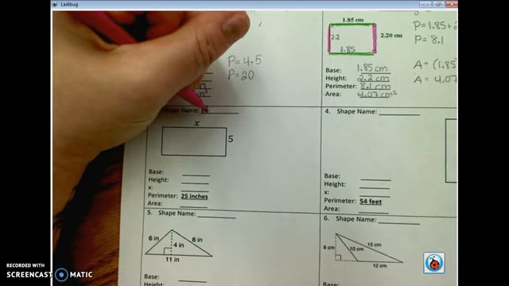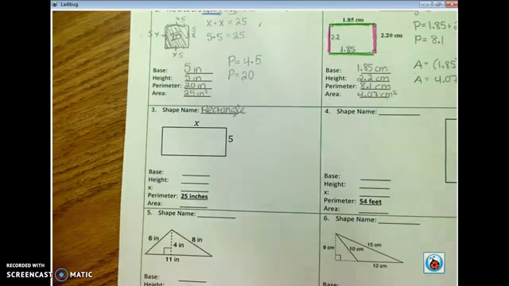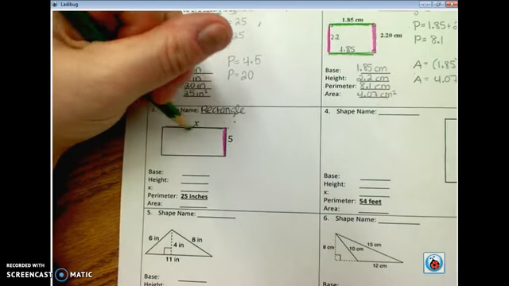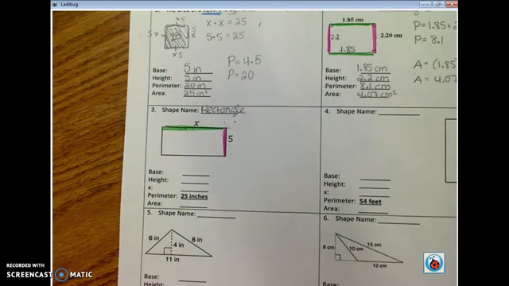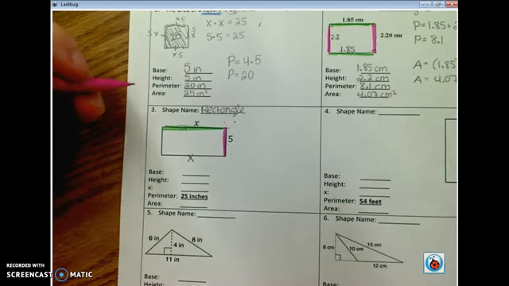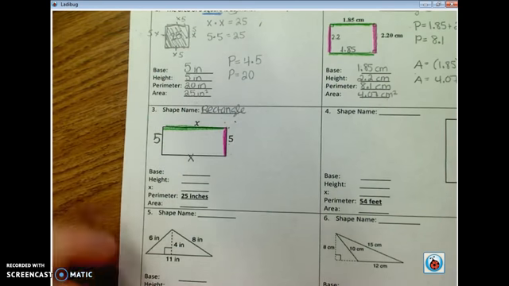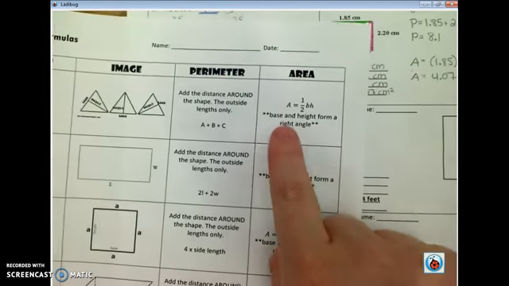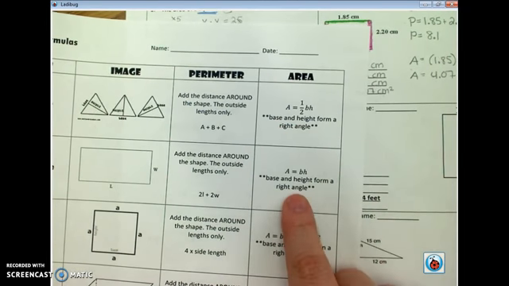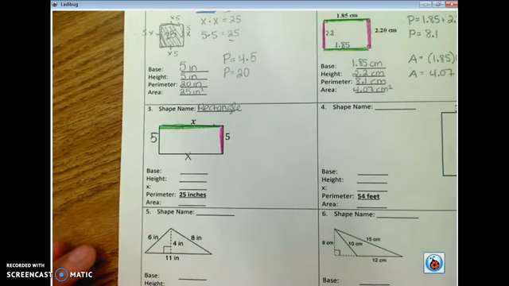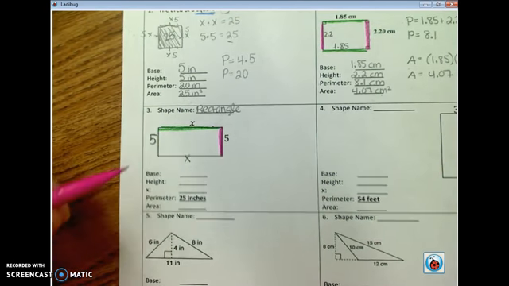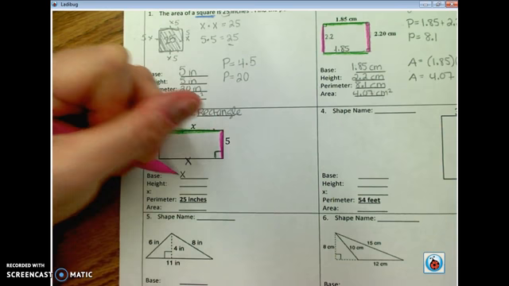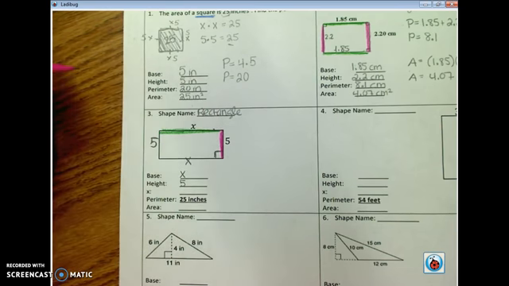We see here that we have a rectangle. Okay. I see here that that side is 5, and this side is represented by an X. Well, because it's a rectangle, I know that this side will also be X, and this side will also be 5. Now, base and height, according to your notes over here, no matter what, base and height form a right angle. So it doesn't matter which one is the base or which one is the height, as long as they're the ones that come together to make that right angle. So I'm going to say that my base is X and that my height is 5.